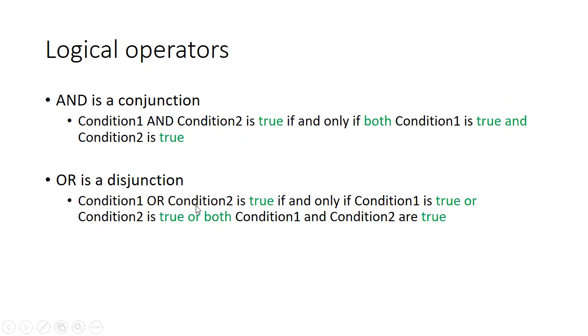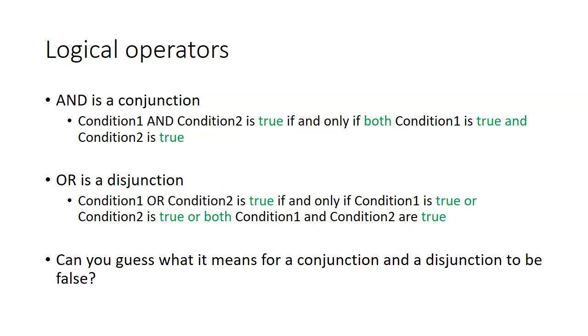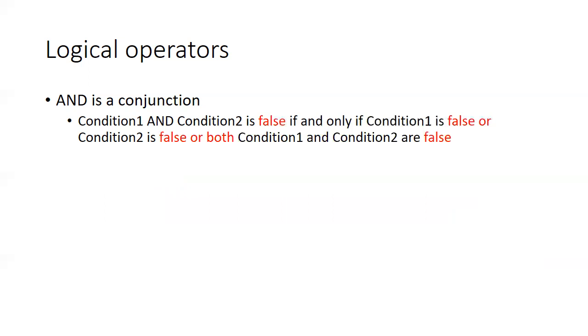Condition 1 or condition 2 are true. That means it doesn't matter which one of those is true. They could both be true, or as long as one of them is true, the or will be satisfied, and that will be treated as true. So the falsity of an and condition, a conjunction statement, the opposite of an and is an or. Okay, so maybe that's the easiest way for you to remember.